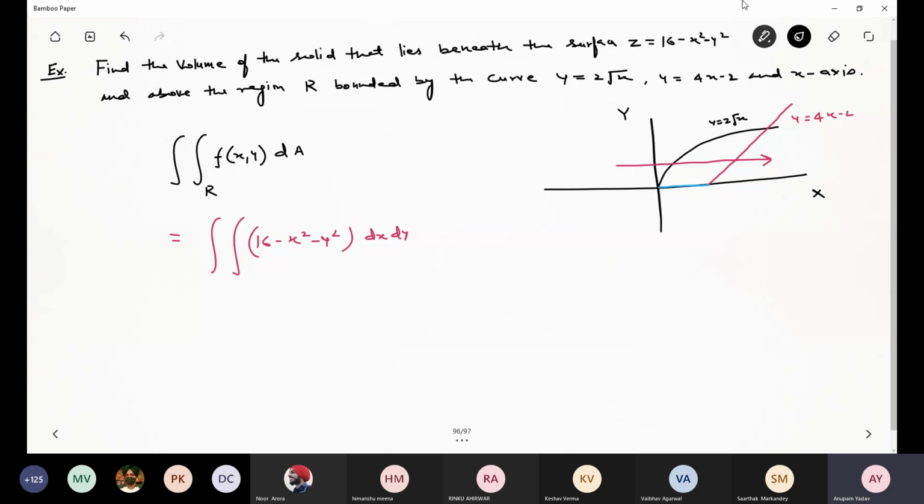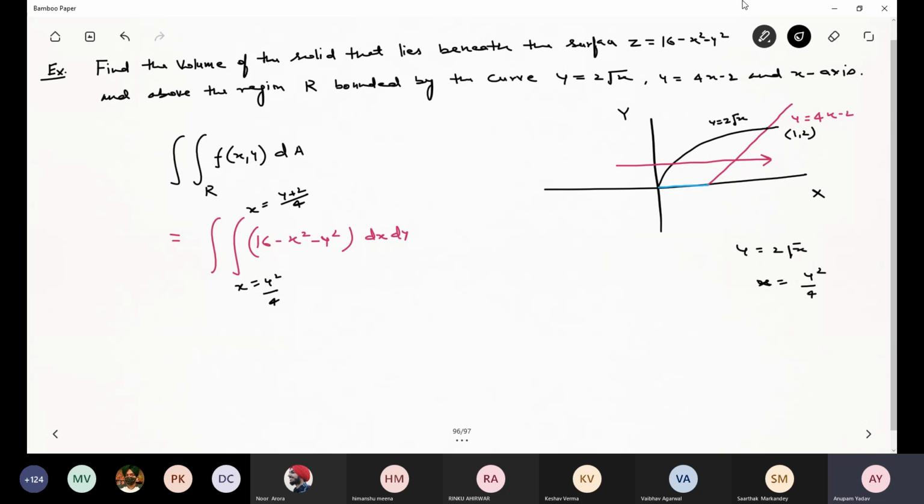Okay. So x equals y square by 4, sorry, because we have y equals 2 root x. If I write it in the form of x, then x will be equal to y square by 4. So x equals y square by 4 means this curve. And the coordinates of this point, if you try to figure out, this is 1 comma 2.